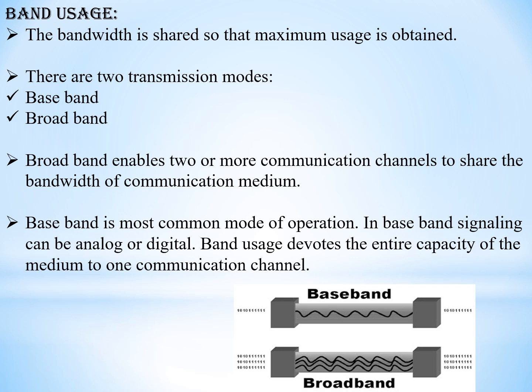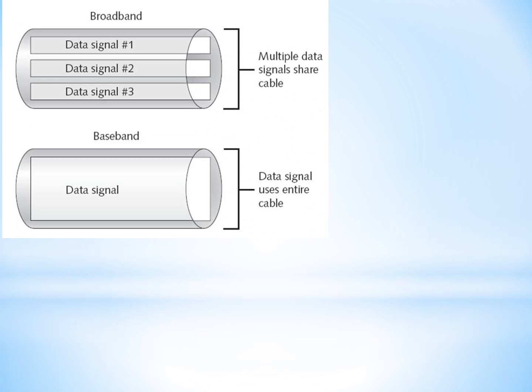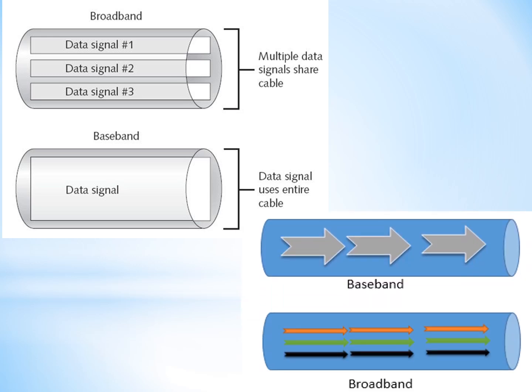Now you can see here the diagram of baseband and broadband. In the baseband, there is a bandwidth and only one channel is occupied. Here we have analog signals. The signals can be either analog or digital. In broadband, you can see three signals are occupying the bandwidth. You can see some diagrams of baseband and broadband. Here in broadband, there are three signals which are being shared in the bandwidth. And here in the baseband, there is only one signal used. Baseband, and here is the broadband.